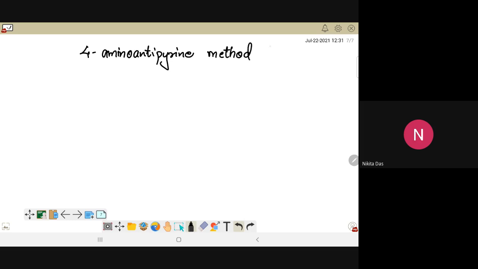This is also popularly called Emerson's method because he's the person who discovered it back in 1943. Since then, we have been using this technique for estimation of phenol. Any phenolic compound you want to estimate, you can make use of this 4-amino antipyrine method. Please understand that 4-amino antipyrine is a chemical which is going to interact with phenolic groups.